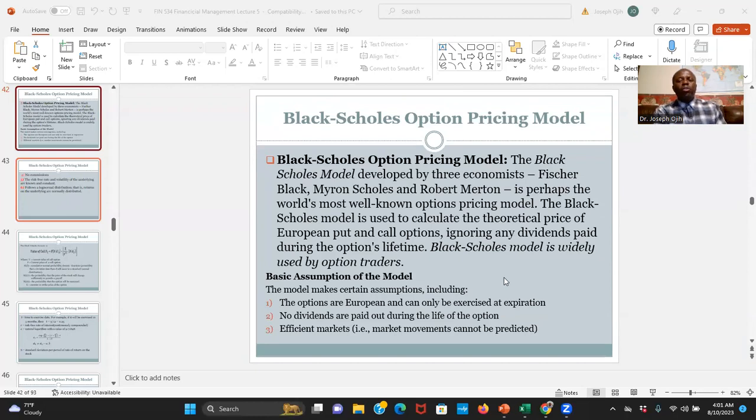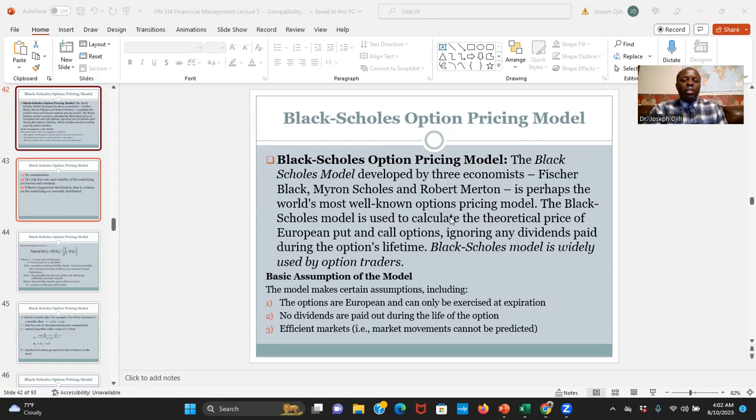Okay, good. So the Black-Scholes model was actually developed by three economists: Fischer Black, Myron Scholes, and Robert Merton. From Fischer Black and Myron Scholes is where it derived its name. The Black-Scholes model is the world's most well-known option pricing model. It is used to calculate the theoretical price of European put and call options, and while doing that, you ignore any dividend paid during the option's lifetime. So it's widely used by option traders.